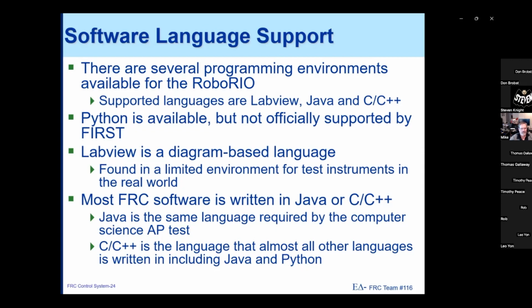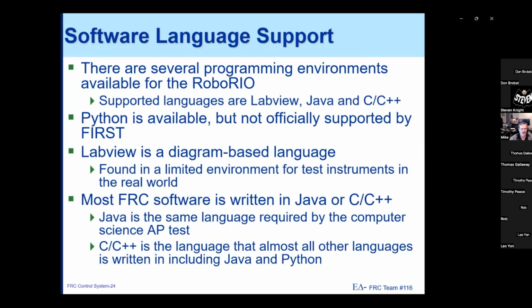Java, of course, is the same language that's required by the computer science AP exam, and C and C++ is the language that's used by almost all other languages. In fact, both Java and Python are written in C++. The operating systems, Windows is written in C, Linux is written in C, Mac OS is written in C. Most of the operating systems and lower level code is written in C, or its object-oriented equivalent called C++.